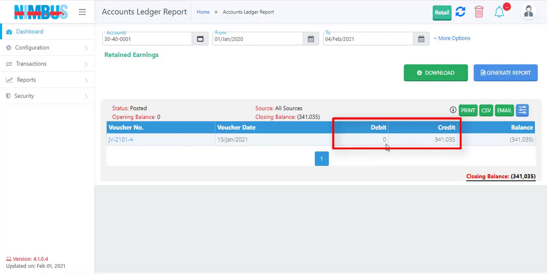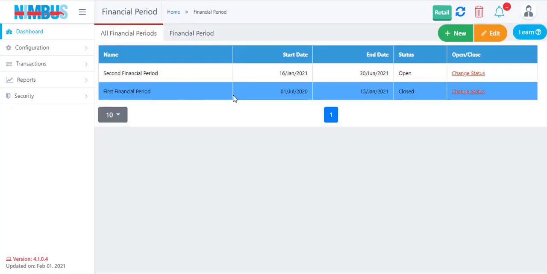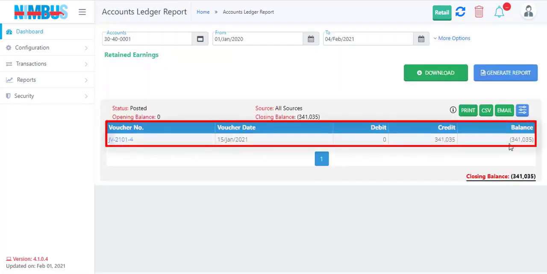And the same effect can be seen in the balance sheet. And now we can see the same figure in our balance sheet. Let's go back to the financial period and see the details when we closed that. When I look at the retained earning ledger, I find that this figure is through a JV.